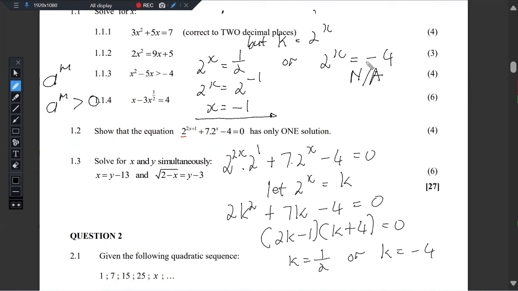By saying this one is not applicable, that means there is no other x value. We only have one x value. And then voila, we have proved that this equation has only one solution, which is -1.